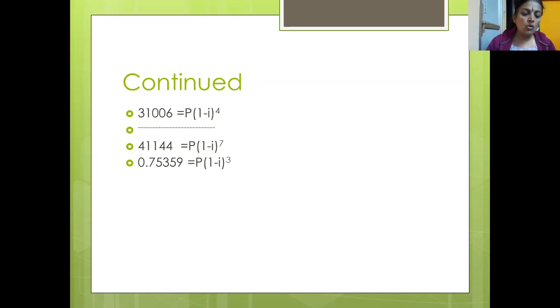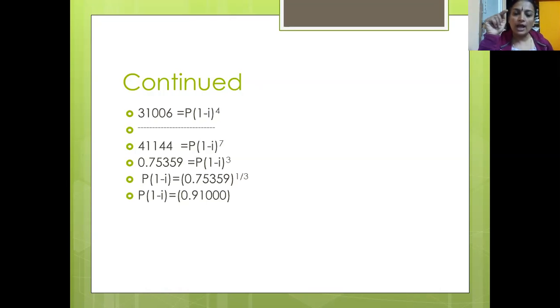Now you can calculate I. How can we do it? 1 minus I is equal to 0.75359 raised to the power of 1 by 3. That is, we have to remove this 3. For removing the 3, we have to raise to the power of 1 by 3, that means we have to take the cube root. If you take the cube root, you will get 0.91000. That is, 1 minus I is equal to this much.